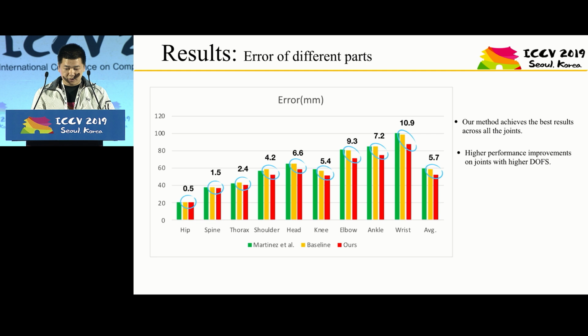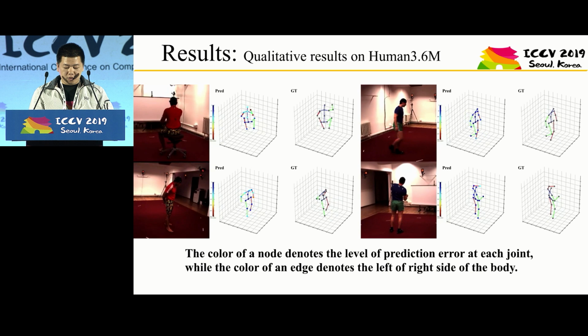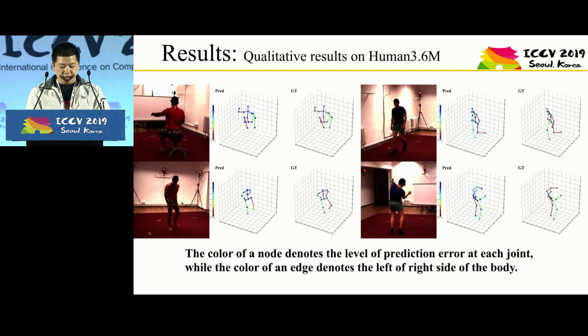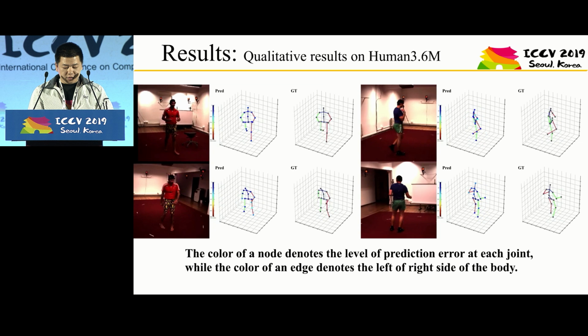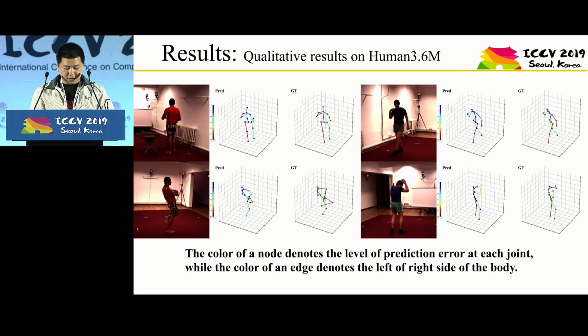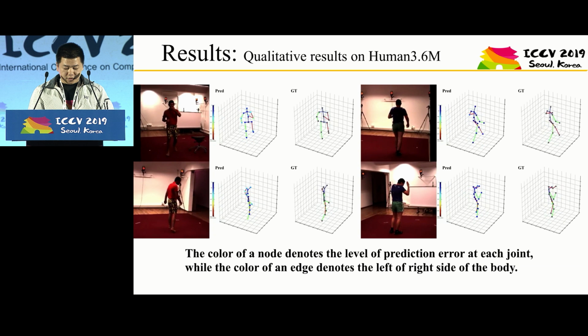In this video, we show several qualitative results of various activities from the Human3.6M dataset. The 3D pose results are estimated frame by frame, and no smoothing techniques have been used. The color of a node denotes the level of prediction error, while the color of an edge denotes the left or right side of the body. As we may observe, our predictions are visually very close to the ground truth.